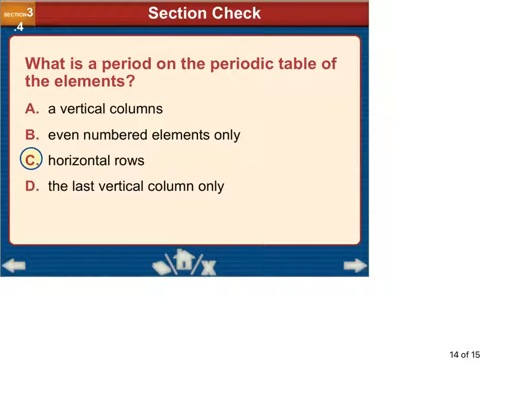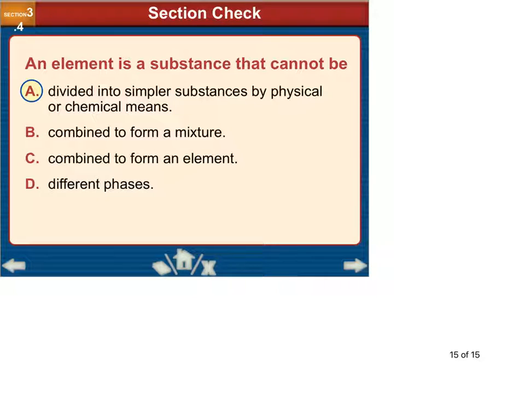So, period on the periodic table. Period is our horizontal row, vertical column, again called a group. Or sometimes we'll call it a family. The element is a substance that cannot be divided into simpler substances by physical or chemical means.